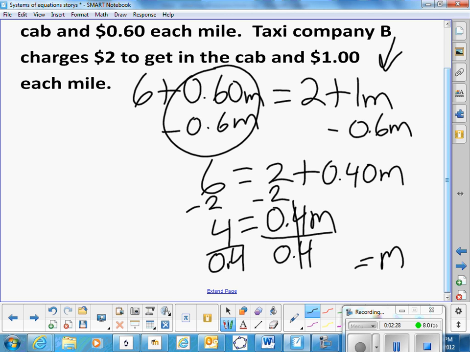4 divided by 0.4, well, you can see that 4 is 10 times bigger than 0.4. You can put that in your calculator if you want. The decimal place is only over 1 to the left on the bottom, so the top is 10 times bigger. So the answer to that equation with variables on both sides is 10 miles.